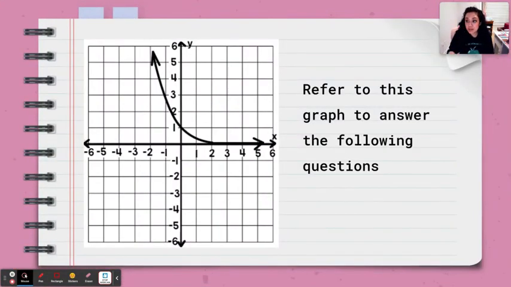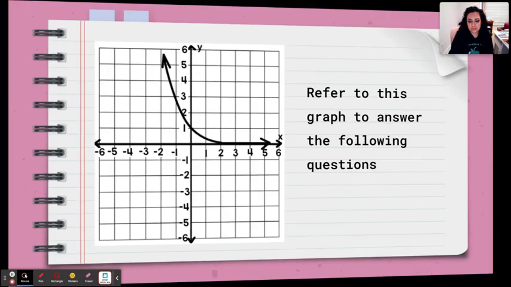All right, so I want you to find the domain of this particular function. Notice there's an arrow and an arrow here. In case you can't tell, that is an arrow.